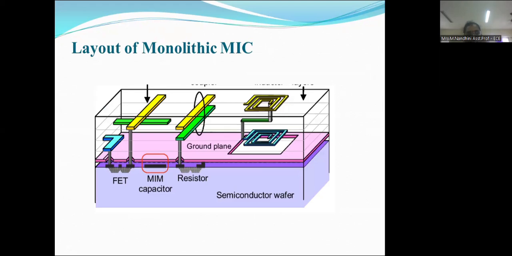This is the general layout of a monolithic MIC. It has a FET transistor, the MIM capacitor, then resistor and ground plane. These are on the semiconductor wafer. This is the general layout of MMICs.